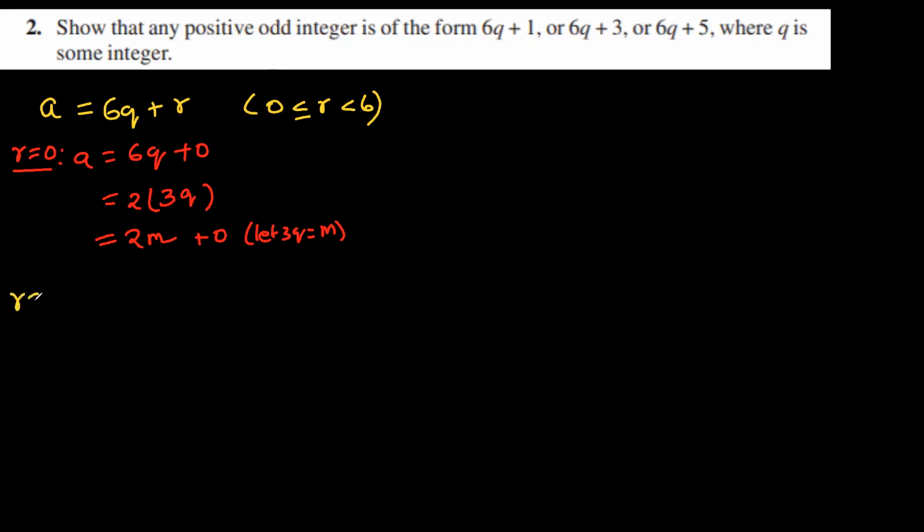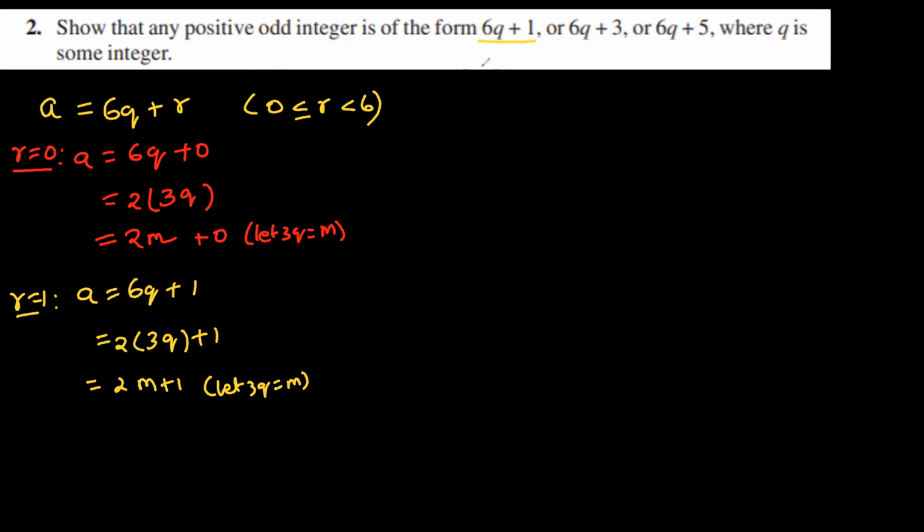The next step, r is equal to 1, a is equal to 6q plus 1. We cannot simplify this plus 1, so let it be as it is. For 6q alone, we try to express it as a multiple of 2, that is 2 into 3q plus 1. Again, we are assuming 3q as m here, so let 3q is equal to m, so 2m plus 1. That means when divided by 2, it leaves the remainder 1. That means 6q plus 1 is an odd integer. So one part we have proved.